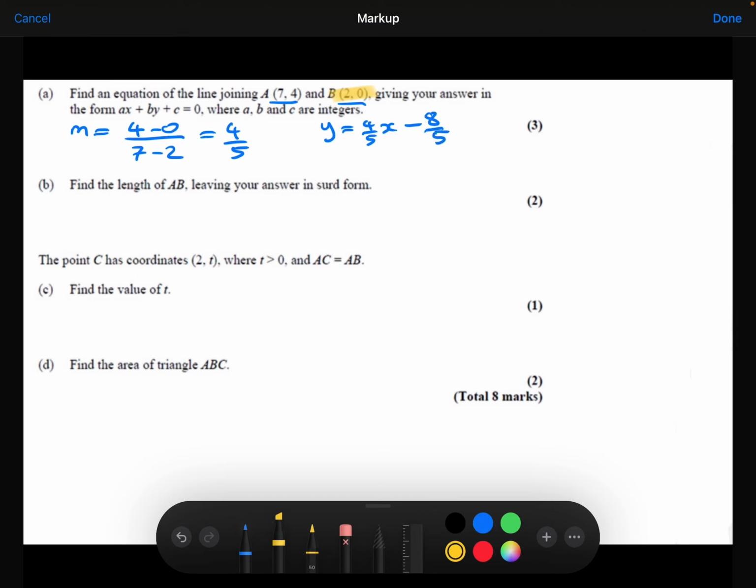I just need to make sure I write it in the correct form, that ax plus by plus c equals 0. So I'm going to times everything through by 5 to get rid of the fractions. And then I'm going to subtract the 5y from both sides to get 4x minus 5y minus 8 is equal to 0. And that's the equation of the line that passes through A and B.